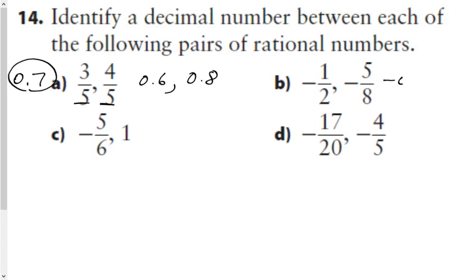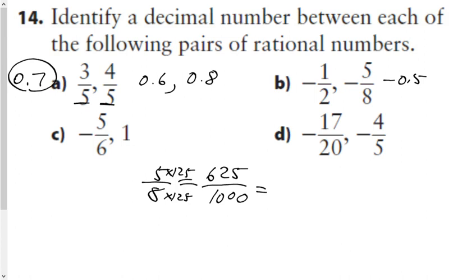The next question, negative 0.5 is the decimal form of negative 1/2. And 5/8, again, just to remind you of that denominator of 8, if you want to change it to a decimal without using a calculator, the equivalent fraction is this, which is 625/1000, which is negative 0.625. So we'll put that as negative 0.625.